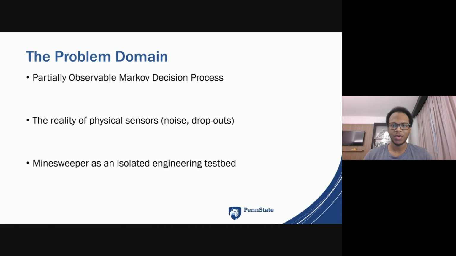Thank you, Anthony. To understand the academic value of this project, we have to look past the fact that Minesweeper is a retro computer game. In the realm of artificial intelligence, this environment is perfectly classified as a partially observable Markov decision process.